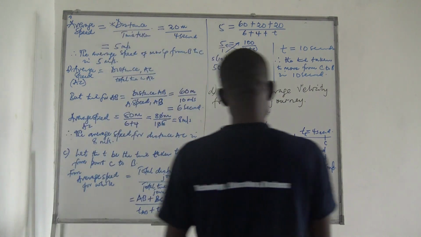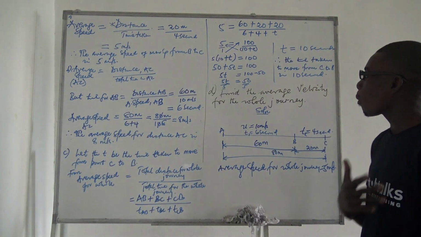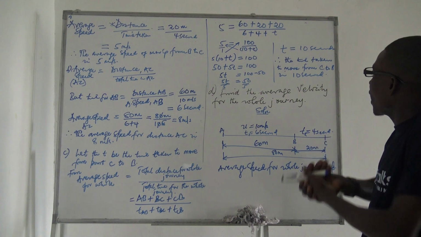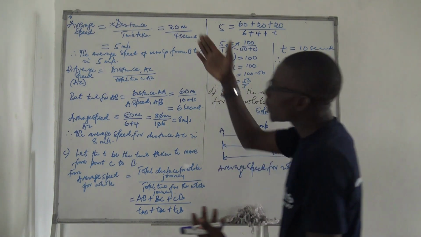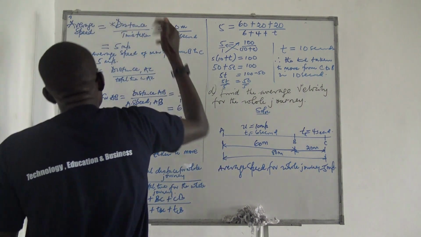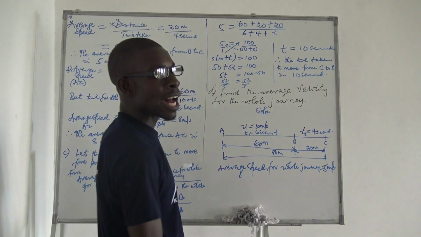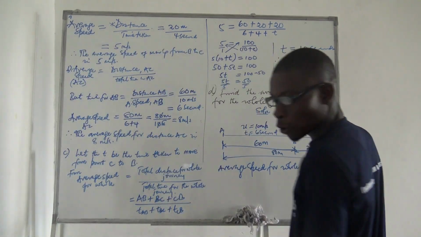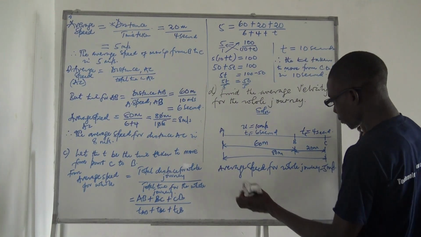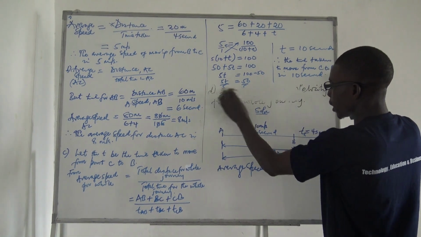So now let's look at the last part of our question, which is asking to find the average velocity for the whole journey. Is that okay? We have been talking about average speed, but now let's look at average velocity. How do we get the average velocity?